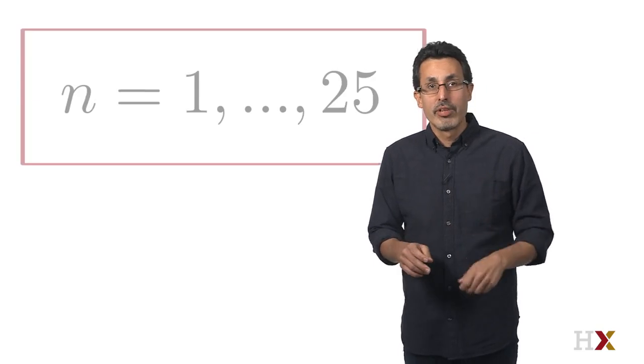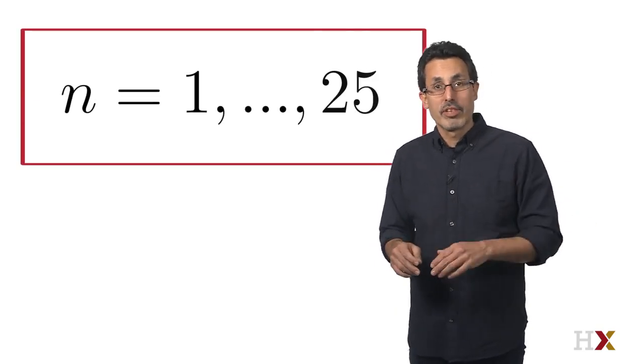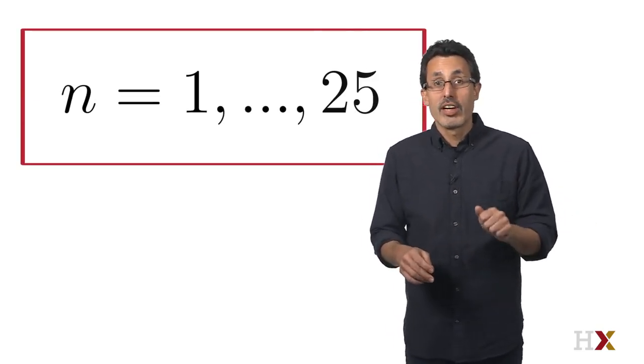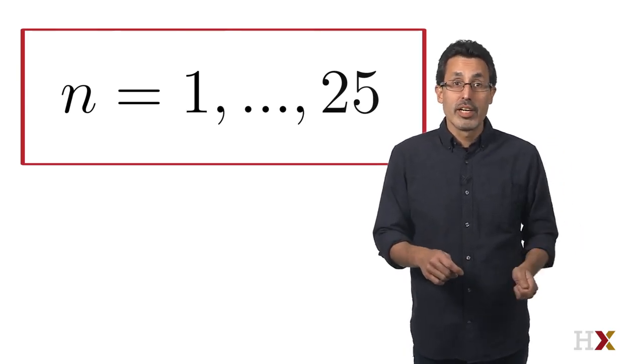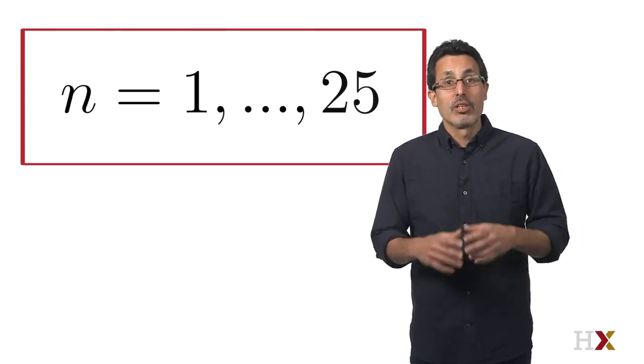Now, let's say we want to compute this sum for various values of n. Say we want to compute it for 1, for 2, up to 25. So now we're computing 25 sums. Do we write 25 lines of code, one for each n? No. That's what loops are for. Note that we are performing exactly the same task over and over again, except we're changing n.